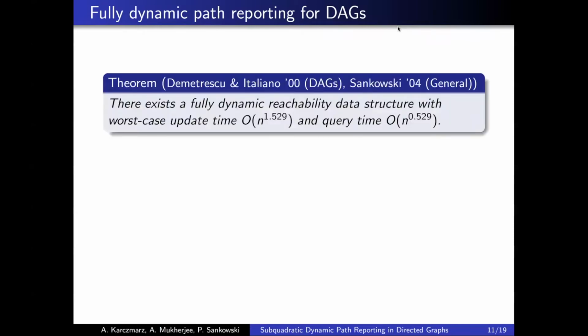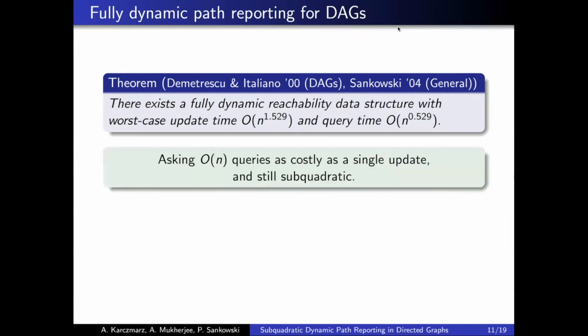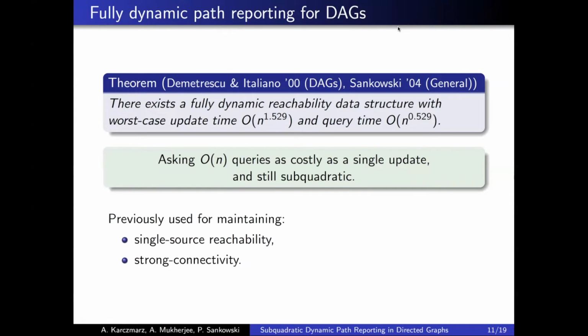We build on the following dynamic reachability data structure that supports worst case update time of order n^1.529 and query time order n^0.529. So asking order n queries is as costly as a single update and still remains subquadratic. This has already been used for maintaining, for example, single source reachability or strong connectivity.